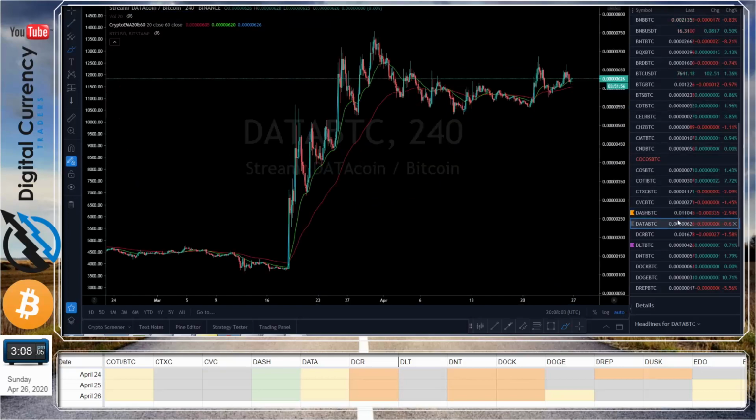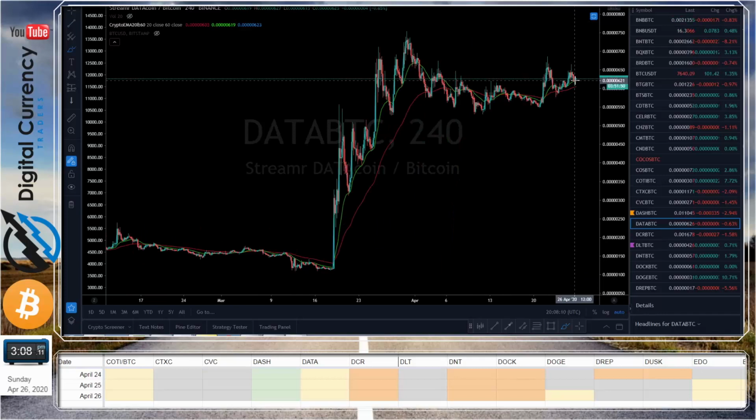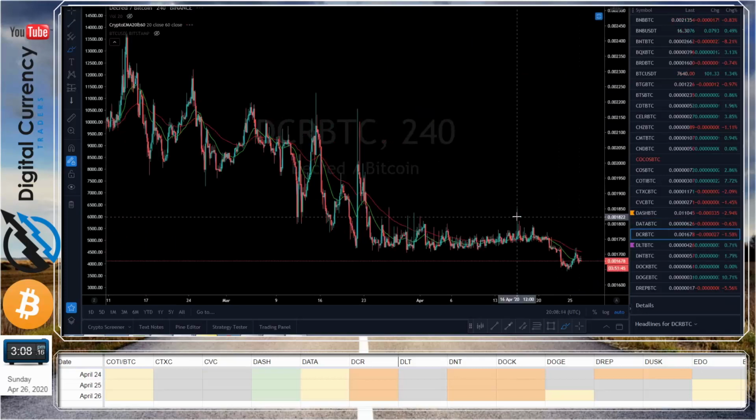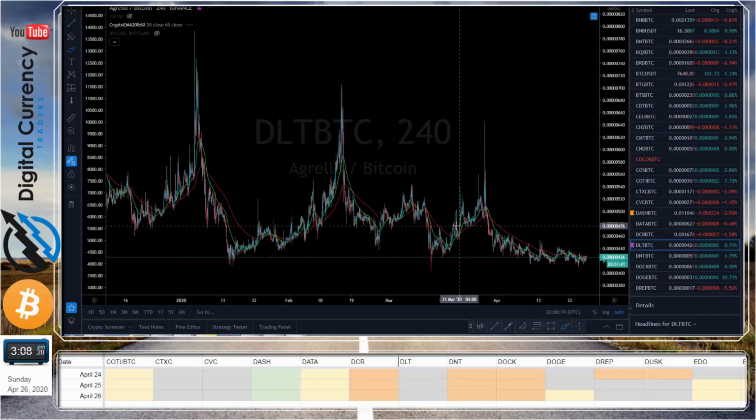Data is in alert status, actually, and it looks great. It could continue to go up. It'll go out of alert status if it starts to break down, and we'll track it as it goes. Decred is near fail status. It's still going down.